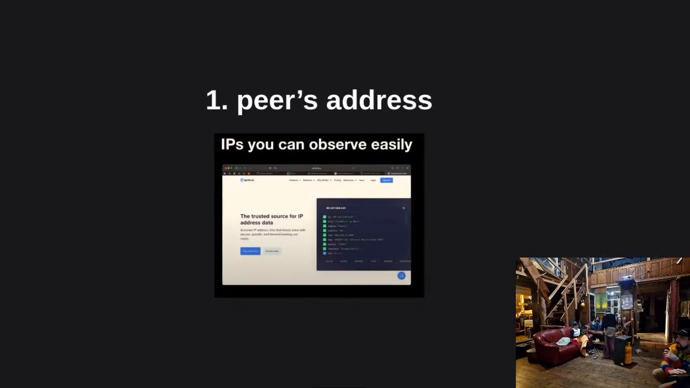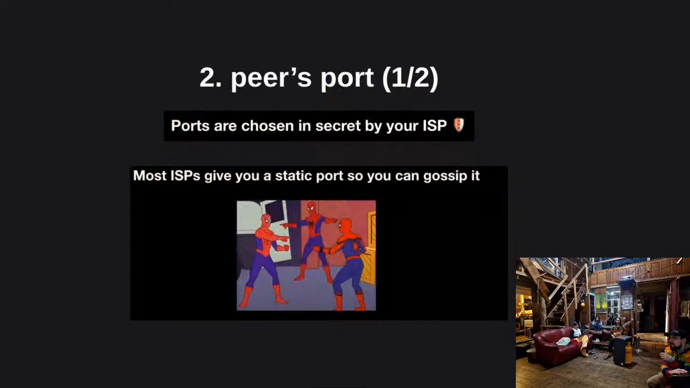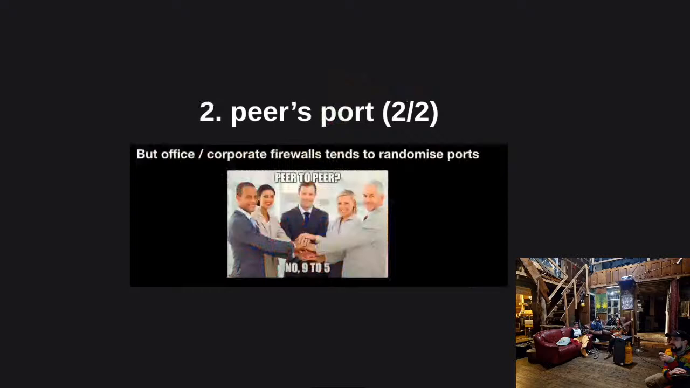First of all, we need the peer's address, which is the IP, but that's easily observable, so you will find your IP. And you need a port. Ports are usually assigned by ISPs, a little bit in secret, but they are static, which means, like, imagine those Spider-Man people. They are routers pointing to each other, and that never stops, and they have a fixed port. The problem is, in companies, that's randomized. So there's no peer-to-peer here, because companies don't allow that, or they try to make it harder.